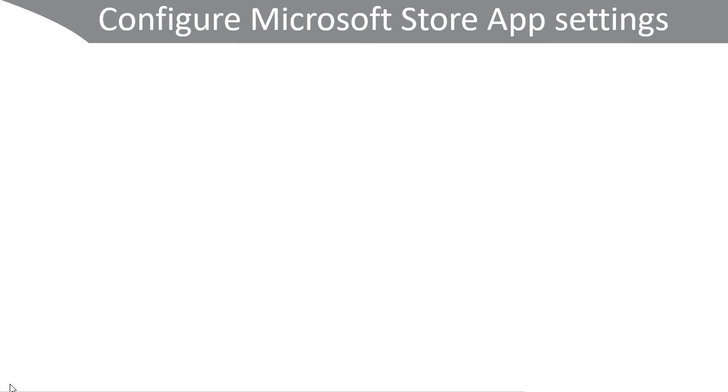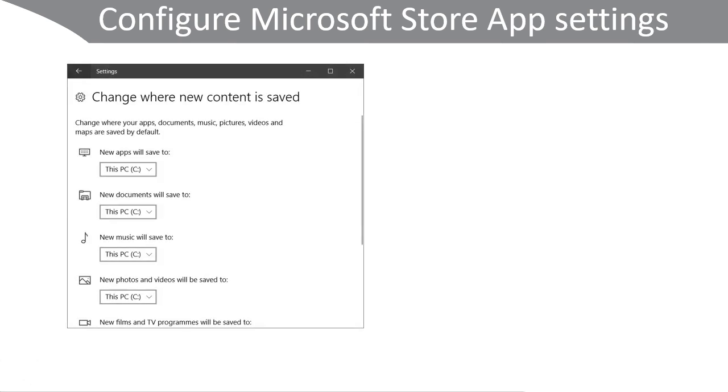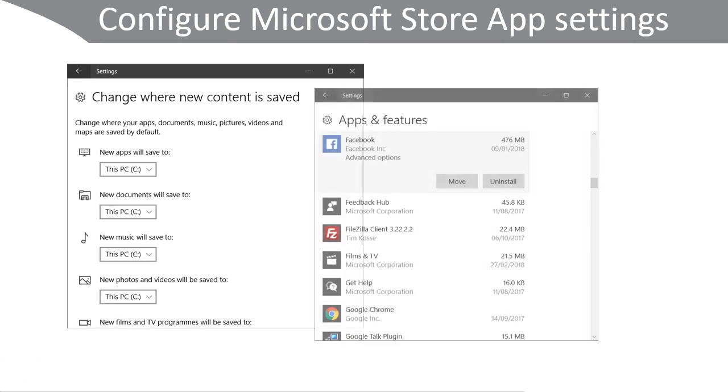You can also configure Microsoft Store app settings through the Settings app. By default, new apps will save to the C drive, but you can change that behavior by specifying an alternate location. For particular apps, you can also move their location. You can see here an app, Facebook, is installed, and I've got the option to move or ultimately to uninstall the app.